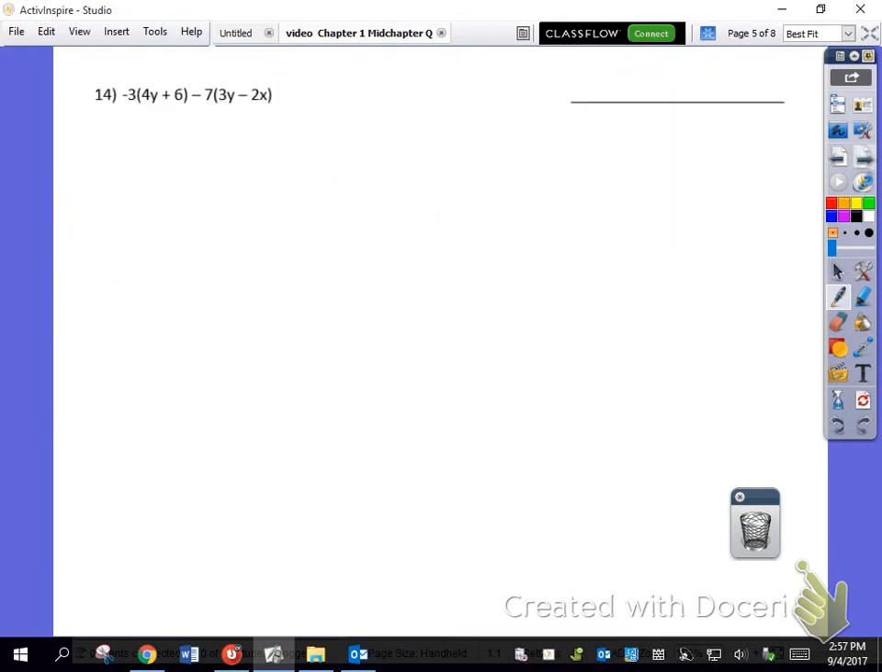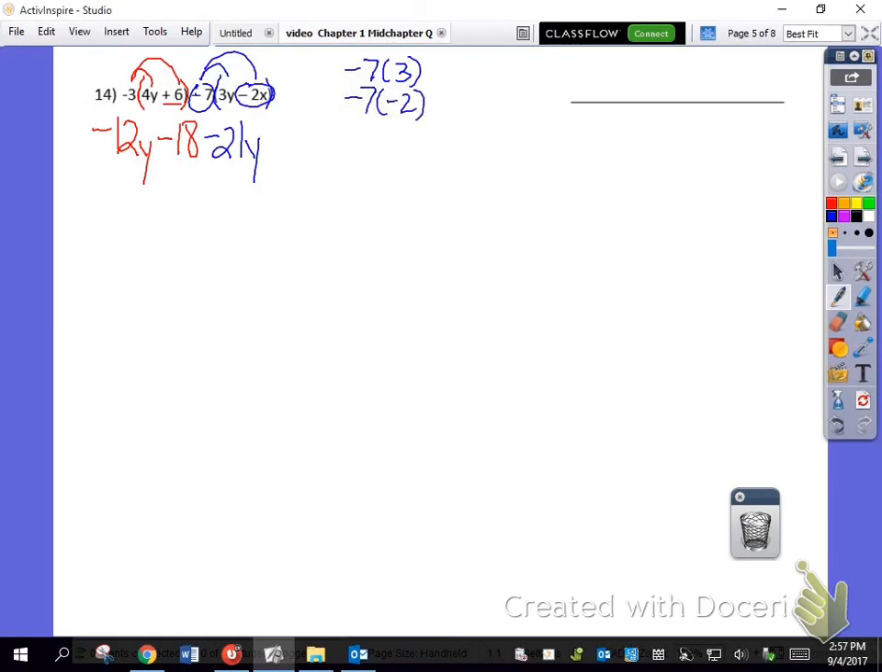All right, one more. So I'm going to distribute first because there's parentheses. So anytime you see parentheses, you're going to multiply. Negative 3 times 4 is negative 12y. Negative 3 times a positive 6 is a negative 18. On the other side, I have parentheses, so I have to multiply again. But this is a negative 7. So negative 7 times 3. Okay, make sure you do negative 7 times 3. That's a negative 21y. And then you have negative 7 times a negative 2. A negative times a negative is a positive 14x.